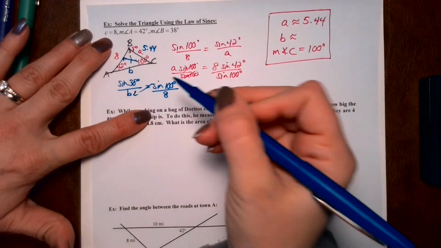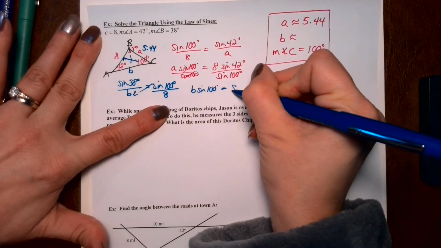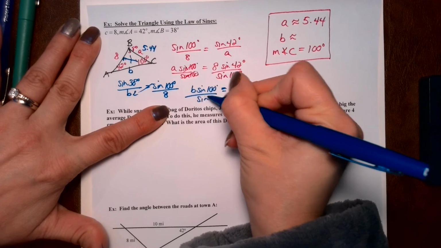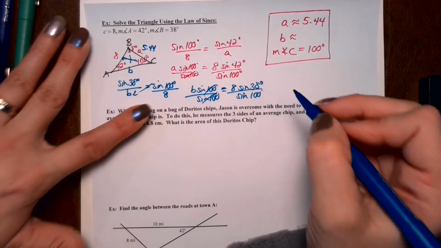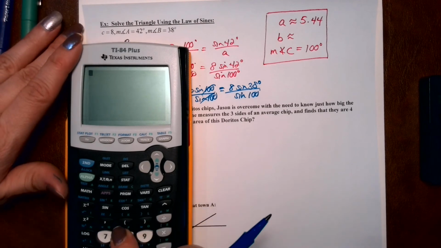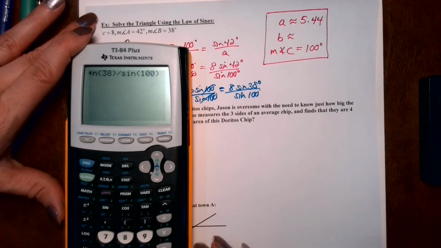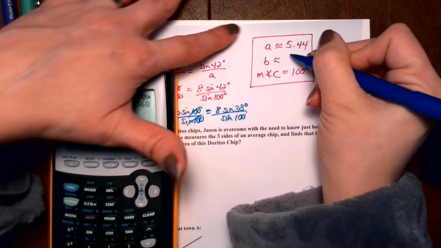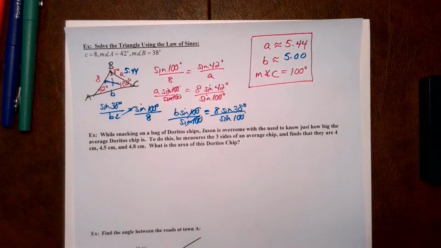So let's cross multiply. B times the sine of 100 equals 8 times the sine of 38. Divide both sides by sine of 100. Okay, and b is approximately equal to what? 8 times the sine of 38, divide by sine of 100. What did you get? 5.00. Okay, that's how you solve a triangle.